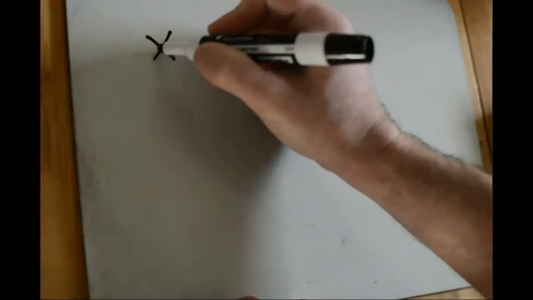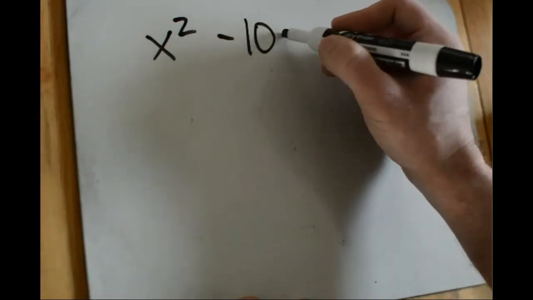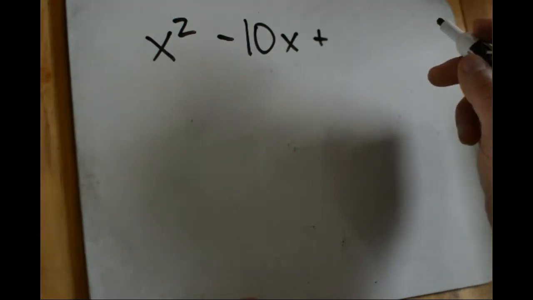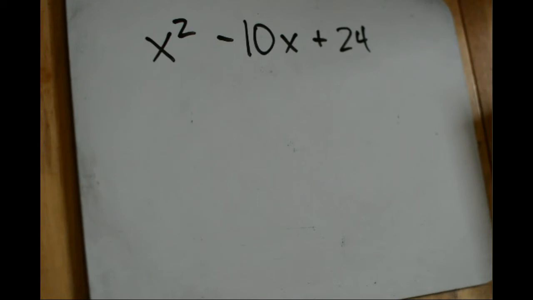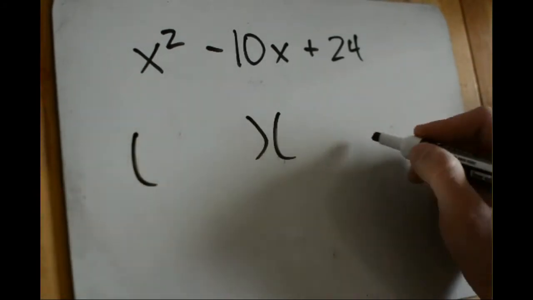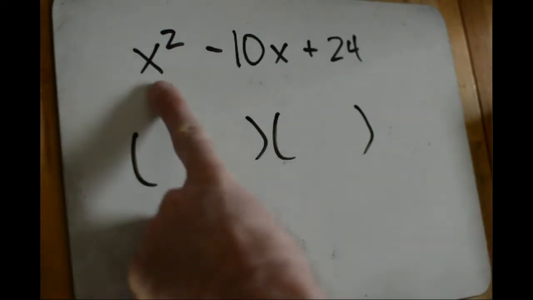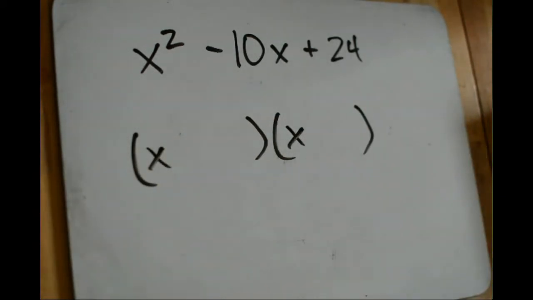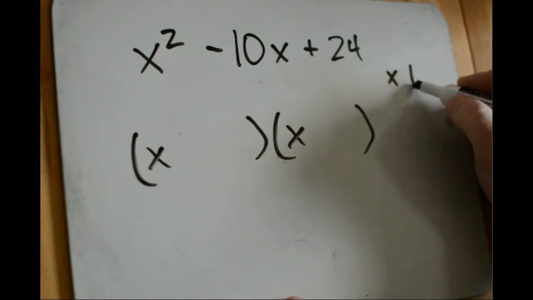So let's say we've got x squared minus, let's say 10x plus 24. Alright, so x squared minus 10x plus 24. So I know that I'm trying to multiply this out to be 2 binomials, so I'm going to set that up first. And I know because that is x squared that these first 2 terms have to be x and x.